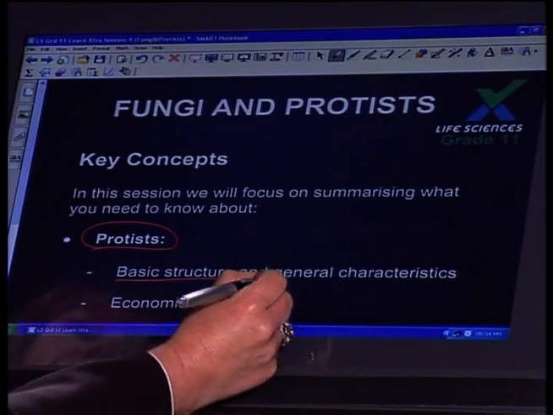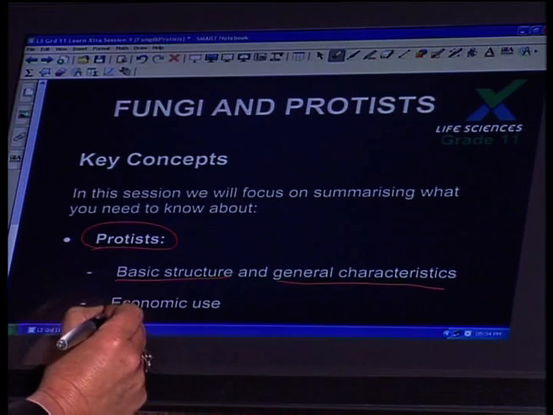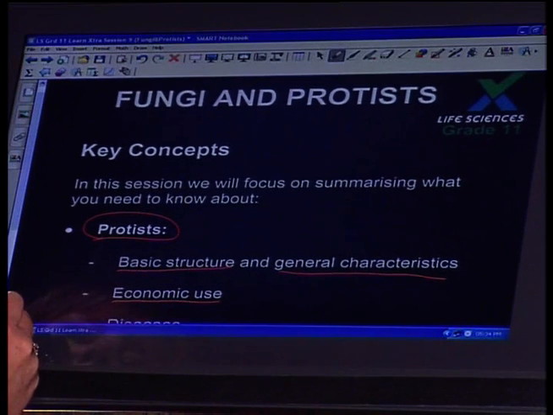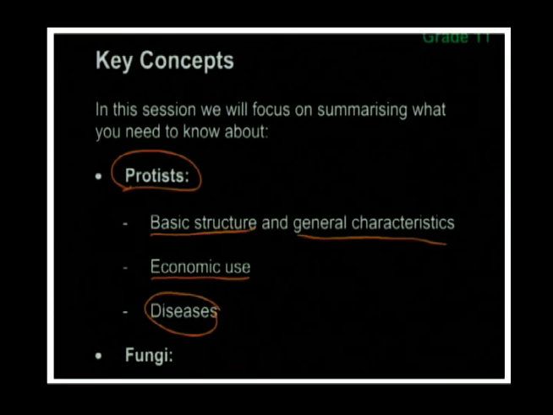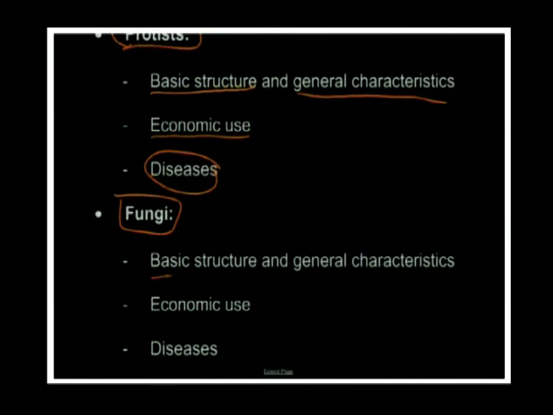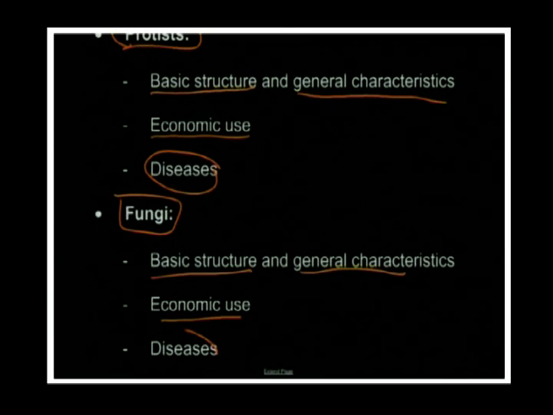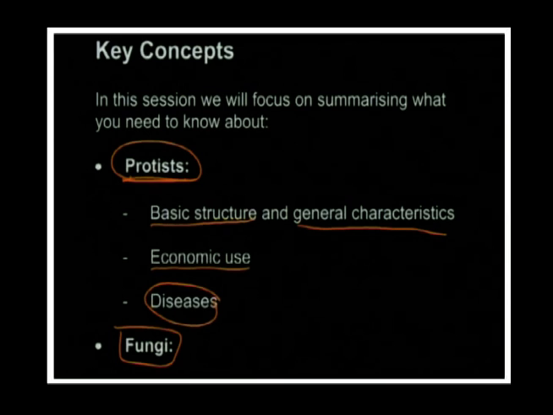So we'll cover, for protistans, their basic structure and their general characteristics, how they are important economically as well as ecologically, as well as diseases that may be caused by protistans. And when we look at the fungi section, we will look at their basic structure as well as general characteristics, again, economic use and diseases. Let's start with the protistans.